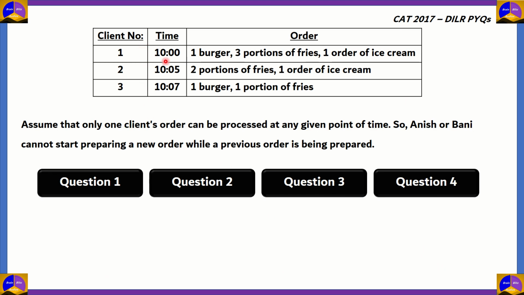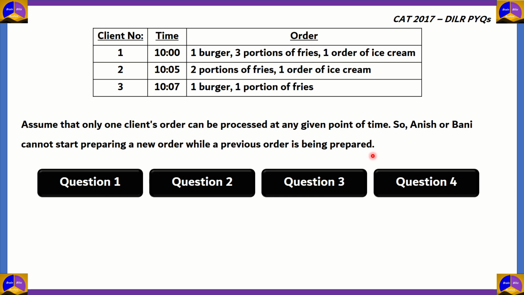Now, client number 1 at 10: 1 burger, 3 portions of fries, 1 order of ice cream. Client number 2, 10:05: 2 portions of fries, 1 order of ice cream. Client number 3, 10:07: 1 burger, 1 portion of fries. Assume that only one client's order can be processed at any given point of time. So Anish or Bani cannot start preparing a new order while a previous order is being prepared.